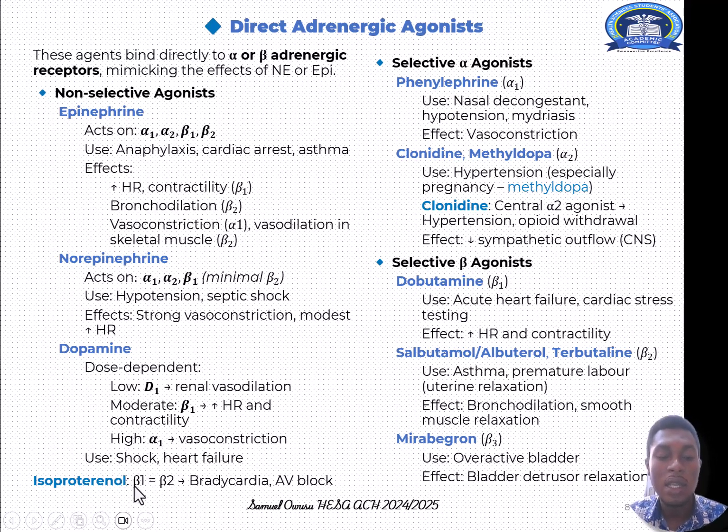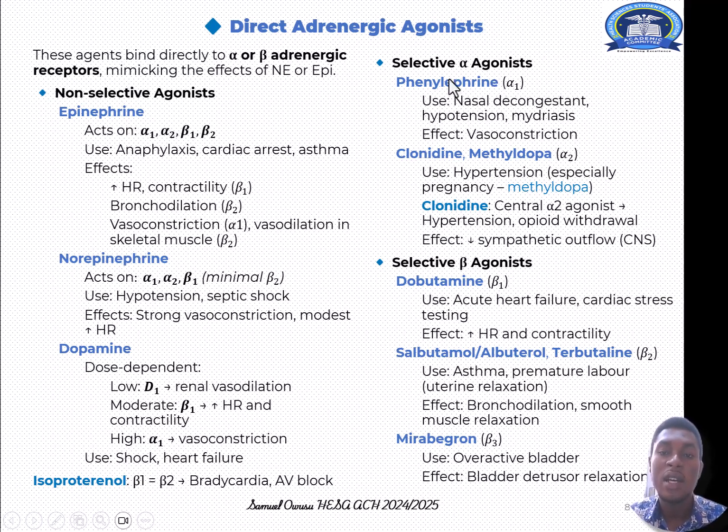This one binds equally to beta 1 and beta 2 receptors. Okay, so beta 1 and beta 2 non-selective. It is used in bradycardia and AV block. Okay, then we have drugs that are selective. So we have selective alpha 1 receptor drugs, selective alpha 2 drugs, and then selective beta drugs.